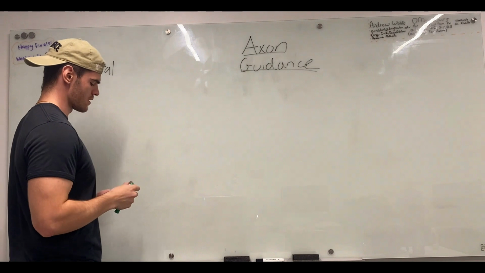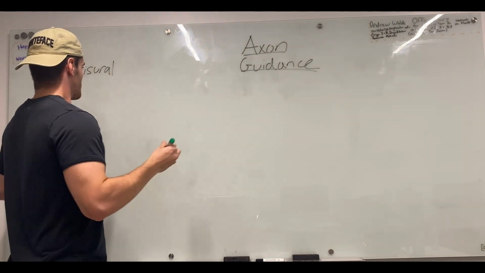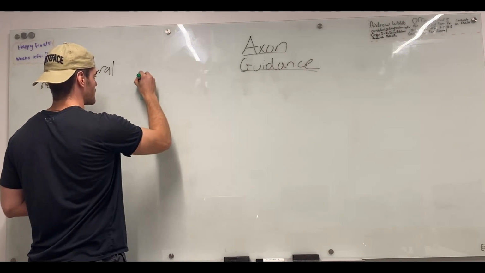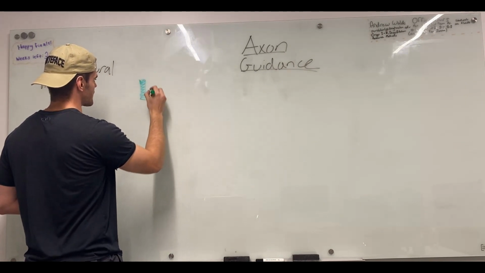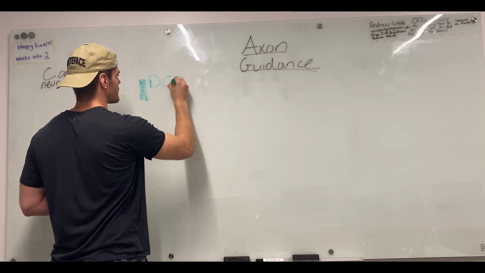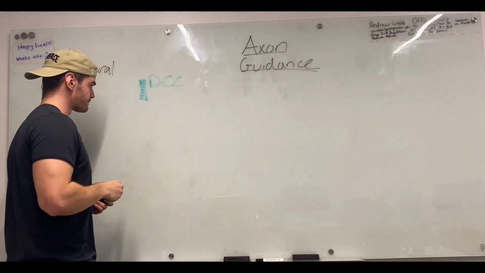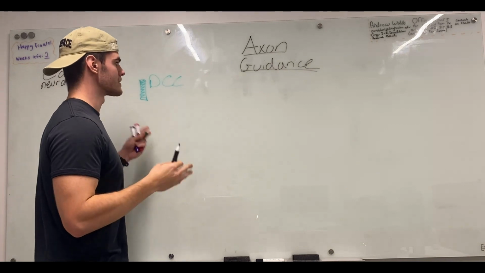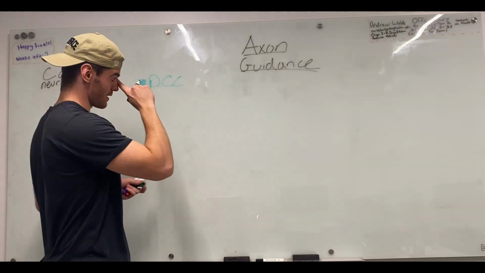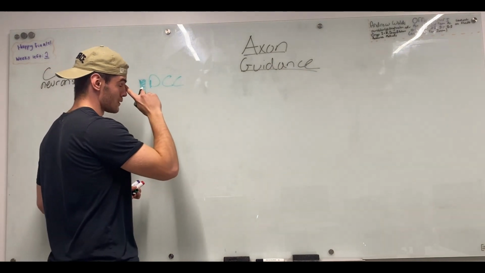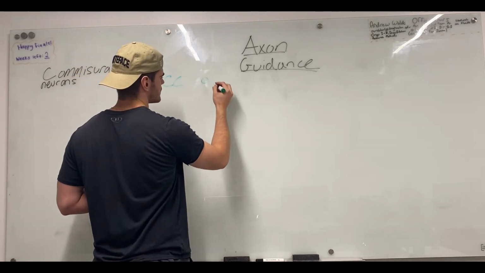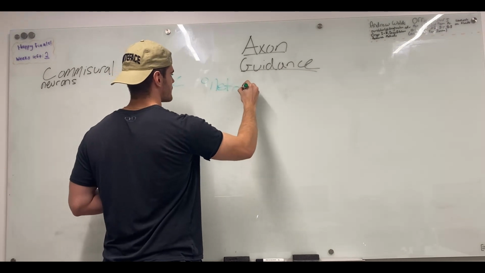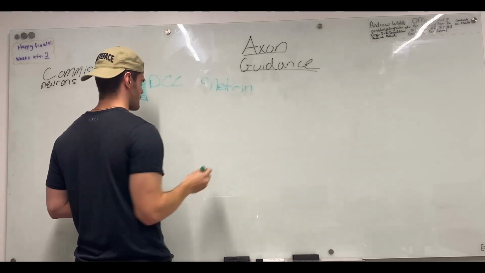Okay, so starting off is DCC, okay? DCC. And with DCC, its target molecule, which I'll also put in green, and a nice little circle, is netrin. Okay, netrin.